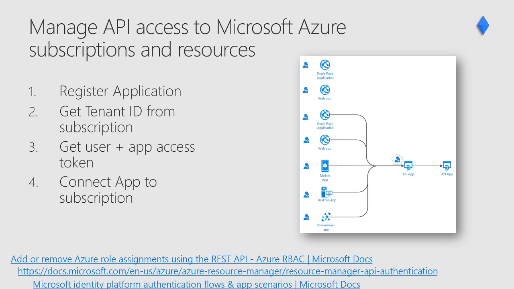Azure Role-Based Access Controls, or Azure RBAC, is the authorization system you use to manage access to Azure resources. To grant access, you assign roles to users, groups, service principals, or managed identities at a particular scope.